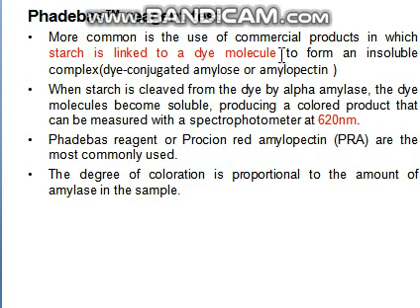So the process will be the same. You have to take the starch dye complex, which is insoluble, so no color will be there until you put the sample. If the amylase enzyme is there, it will cleave off the starch and hydrolyze it into smaller disaccharide molecules. Only the dye is left, which is soluble, and thus color is produced. But in the other case, if your sample doesn't contain amylase enzyme, the starch will remain attached to the dye, and thus no color would be produced.